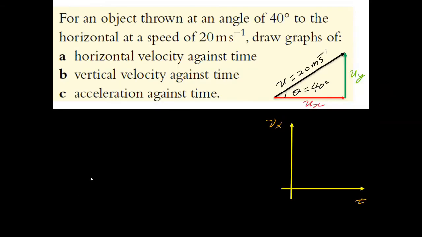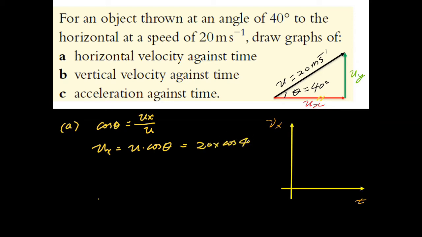For an object thrown at an angle of 40 degrees to the horizontal at a speed of 20 meters per second, draw a graph of horizontal velocity against time, vertical velocity against time, and acceleration against time. Let us do the horizontal velocity against time first. For the horizontal component of the initial velocity, cosine theta equals adjacent over hypotenuse, ux over u, so ux equals u times cosine theta. The initial velocity is 20 times cosine 40 degrees.